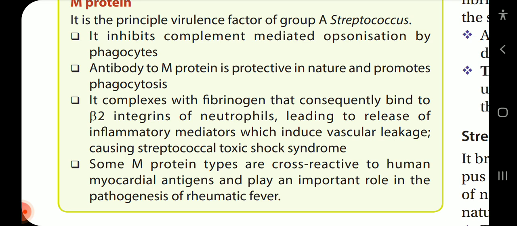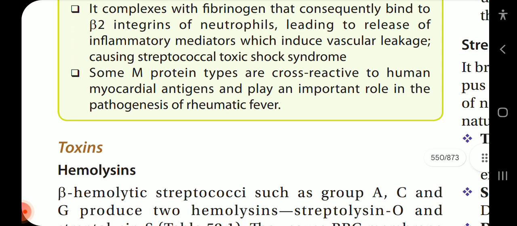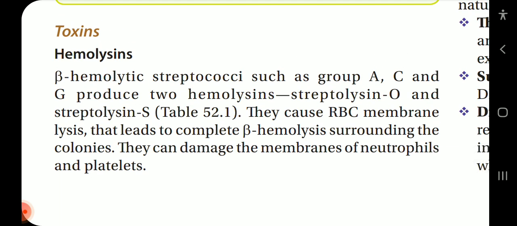It complexes with fibrinogen that consequently binds to beta 2 integrins of neutrophils, leading to release of inflammatory mediators which induce vascular leakage, causing streptococcal toxic shock syndrome. Some M protein types are cross reactive to human myocardial antigens and play an important role in the pathogenesis of rheumatic fever.